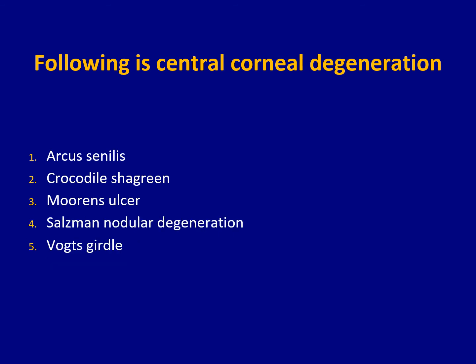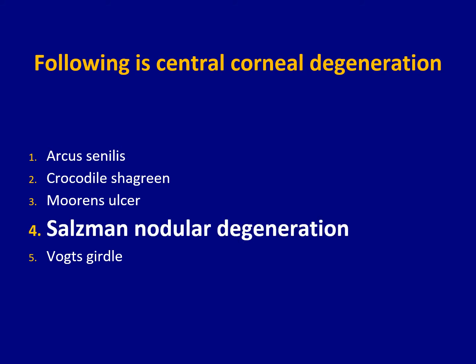Next MCQ. Following is the central corneal degeneration. All you have to do is remember a few names. Here the answer is again number 4, which is Salzmann nodular degeneration.